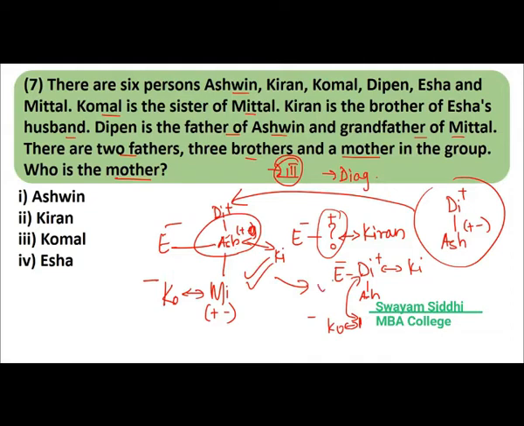But even if you take this diagram, the question was who is the mother. The only mother over here is Isha. Komal is sister of Mittal. There is no evidence that Komal is married. So the answer is Isha. We know Isha has a husband, so the only mother over here is Isha. So moving to the next question.